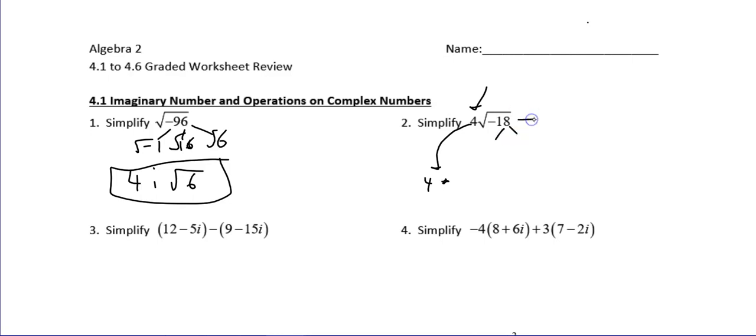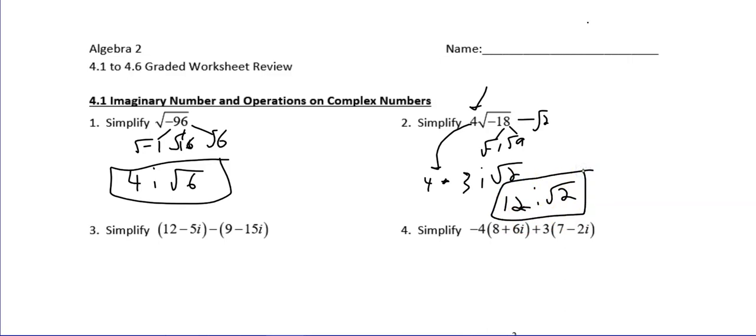This one, again, we have the -1. 9 is the perfect square that goes into 18 two times. These are all square roots, obviously. The square root of 9 is 3. Okay, -1 comes out as an i, and the radical 2 stays behind. Then we need to multiply 4 times 3 and get 12i radical 2. Moving on.